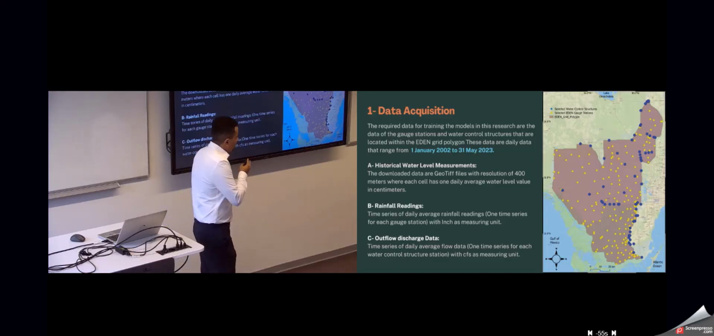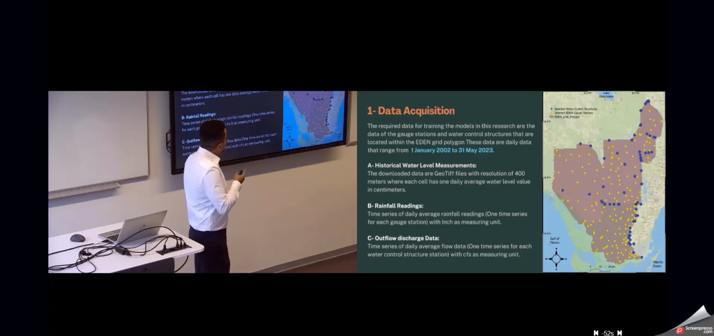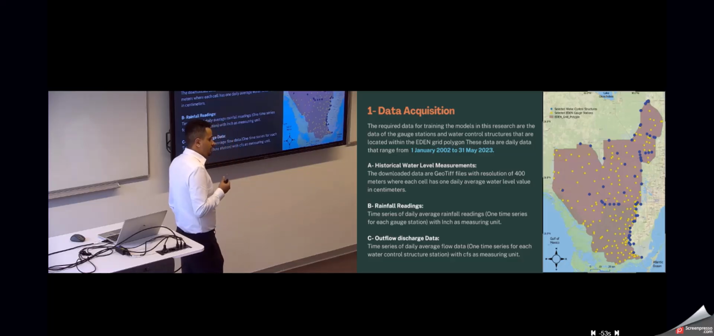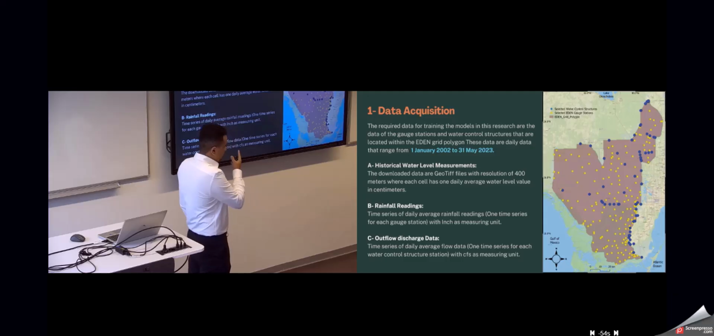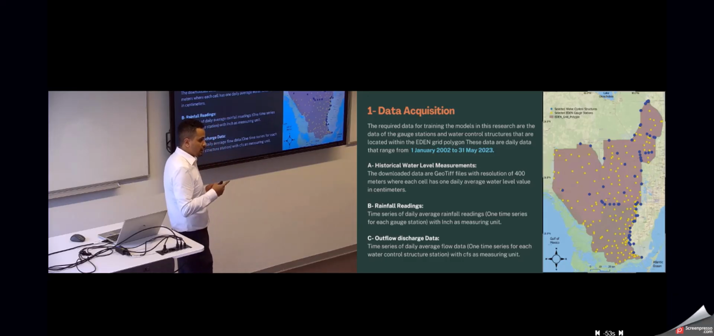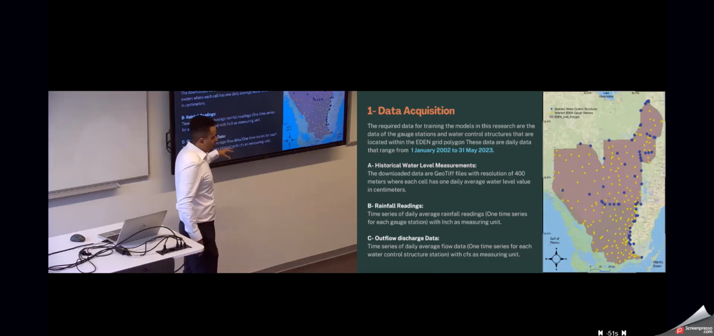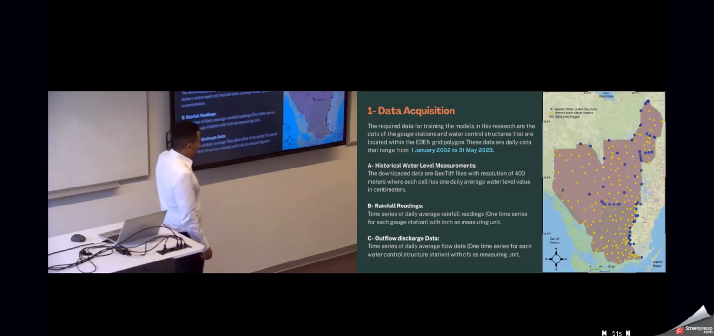As you see in the map, we have gauge stations in yellow. These gauge stations measure the water level and rainfall every day. And we also have stations that measure the outflow discharge from water control structures like spillways, pump stations, culverts, and so on. The downloaded data are the daily average readings of these stations. So we have three data categories: water level measurement, rainfall readings, and outflow discharge data. These are daily data ranging from the 1st of January 2002 to the 31st of May 2023.